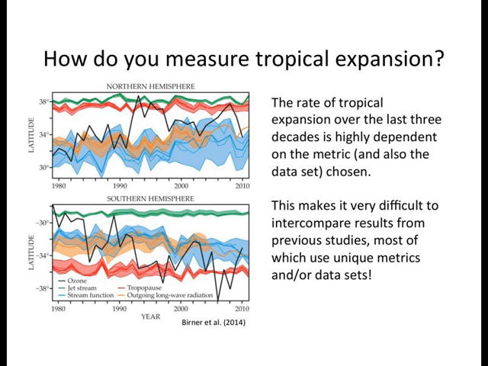Some of these rates of expansion are on the order of about 2 degrees of latitude per decade, which is quite high and much larger than anything that a climate model would indicate. This is particularly problematic when you're trying to understand what's going on when some metrics give you large rates of expansion and other metrics don't really show much of any expansion.